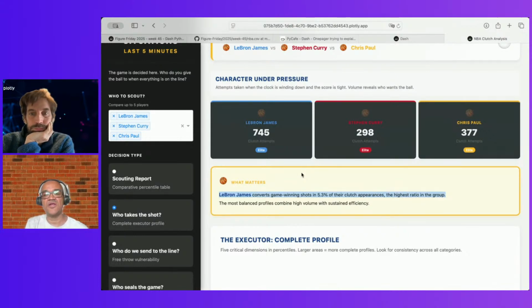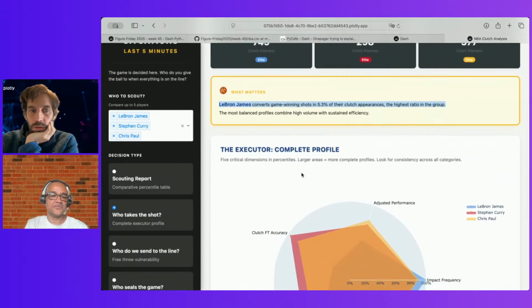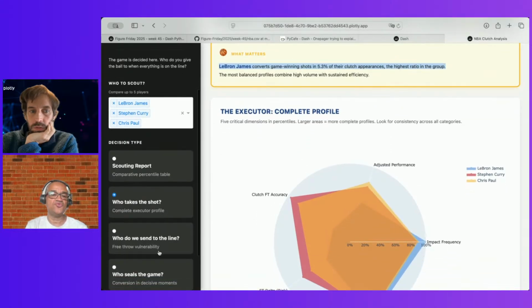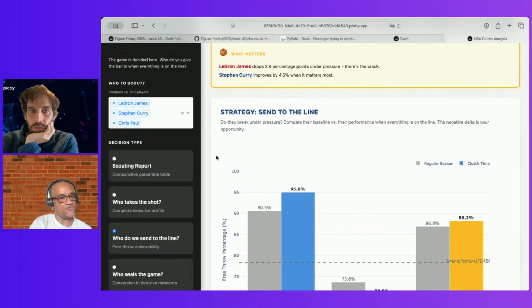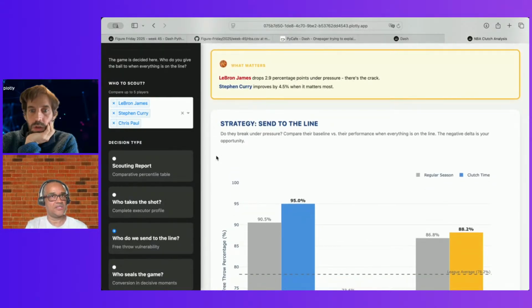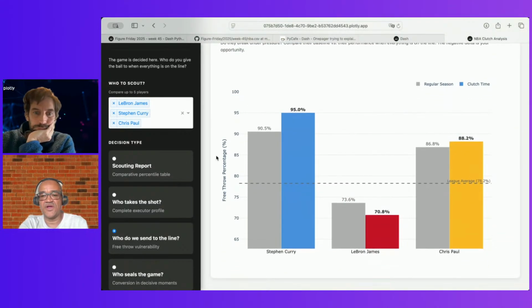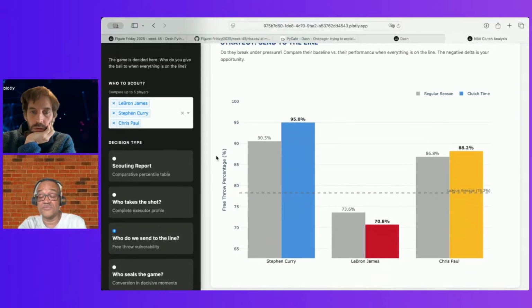The most balanced profile combines high volume with sustained efficiency. Perfect. Then let's see who we send to the line. For instance, if you are the opposing coach, you can see who is going to make the foul to see who is not going to win by shooting free throws. In this case, Stephen Curry, LeBron and Chris Paul.